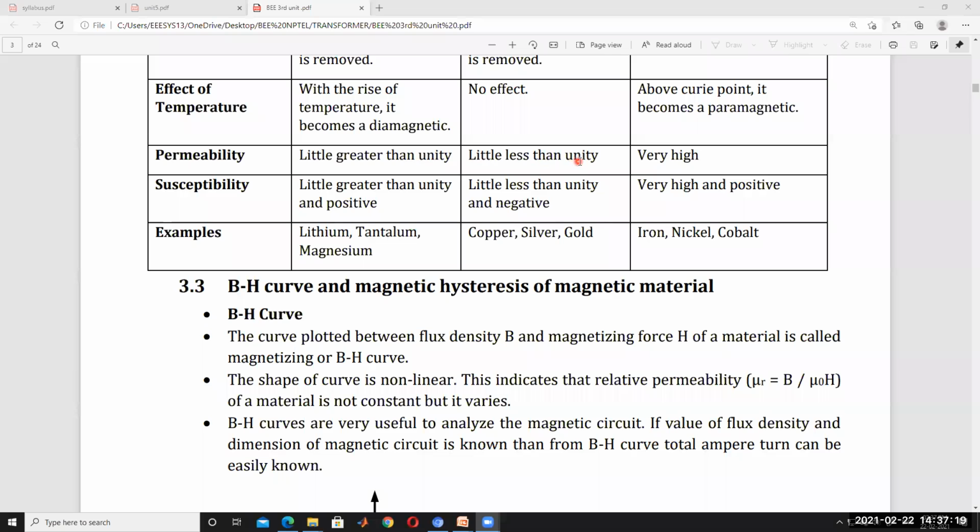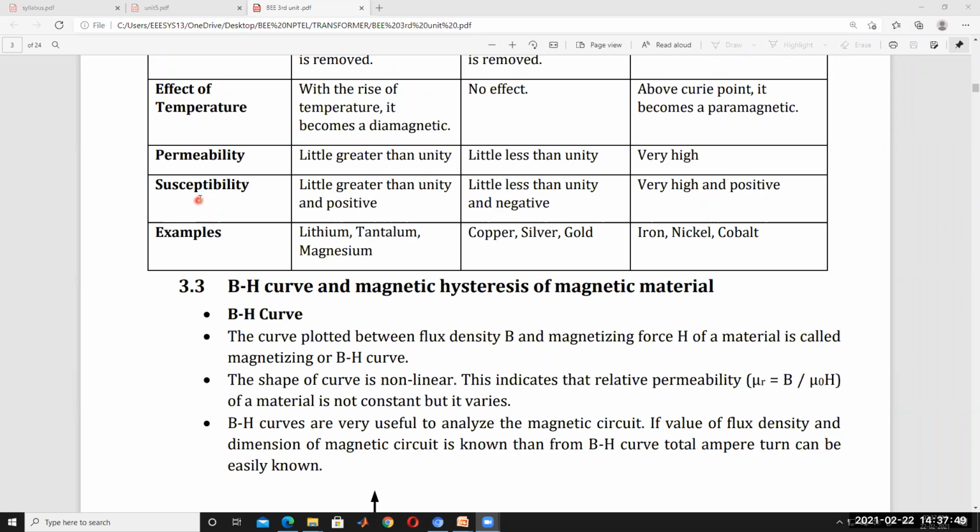For diamagnetic material, mu r is a little less than 1. The permeability of diamagnetic material is less than 1, very low. The permeability of paramagnetic material is somewhat better than diamagnetic material. But the permeability of ferromagnetic material is very high. It's clear: the relative permeability of this material is very high.